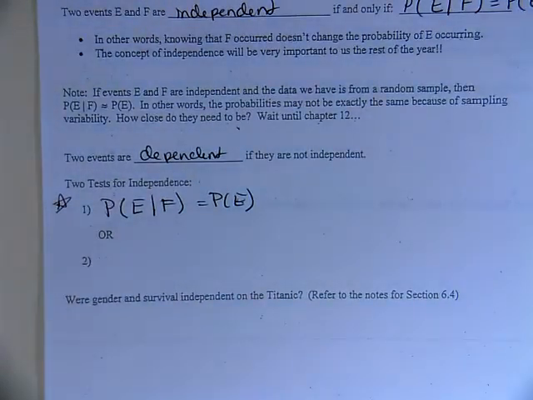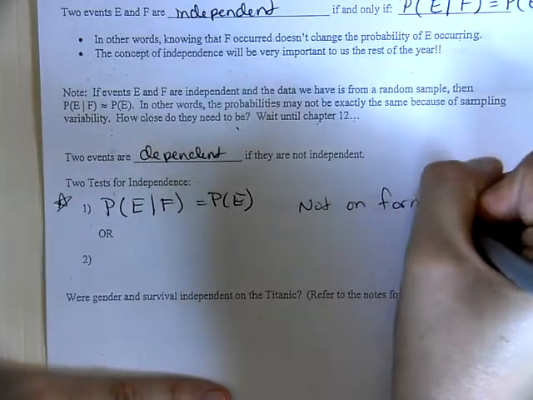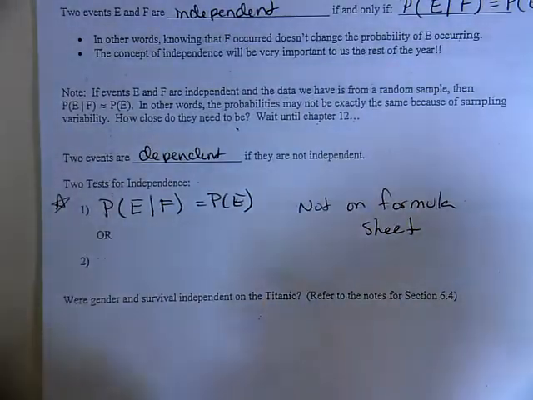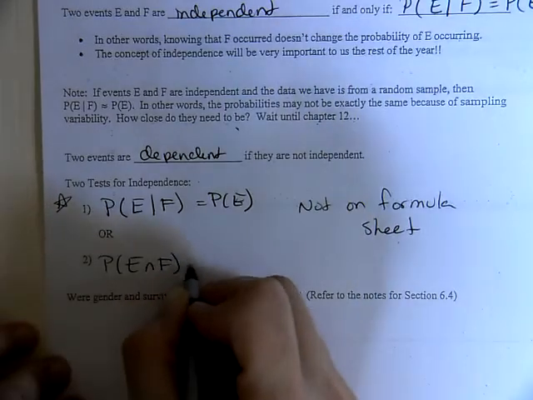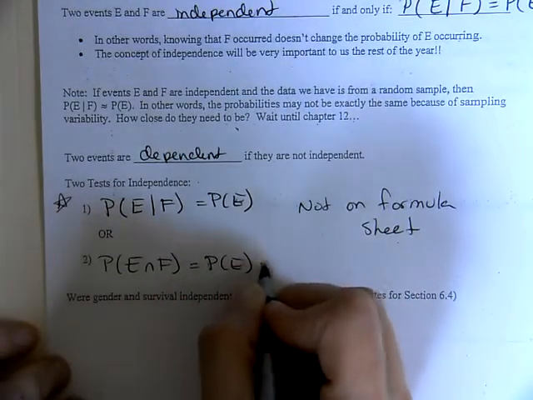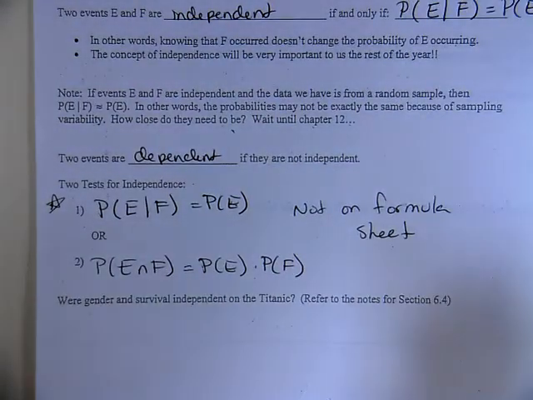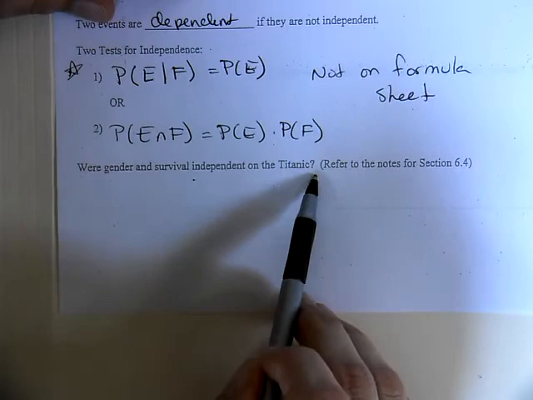I'm going to show you both in the examples that we're going to do today. On your quiz or your test, you can just pick one. So again, these are not on your formula sheet. That's why I think this one makes more sense. The second one for independence is the probability of E and F happening should equal the probability of E times the probability of F. So you need to know both, but like I said, you can always pick just one to do on the test or the quiz.